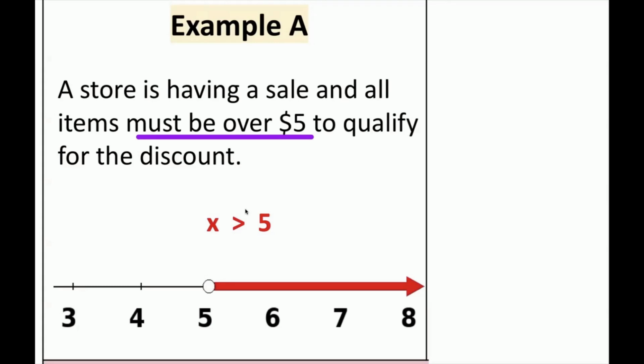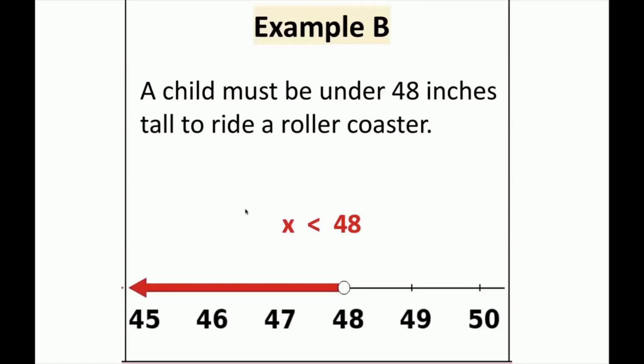Let's check our work for example B. This one, a child must be under 48 inches. So they can't be 48 inches. It has to be less than 48. So you should have an open circle at 48. And don't forget to write your inequality as well.